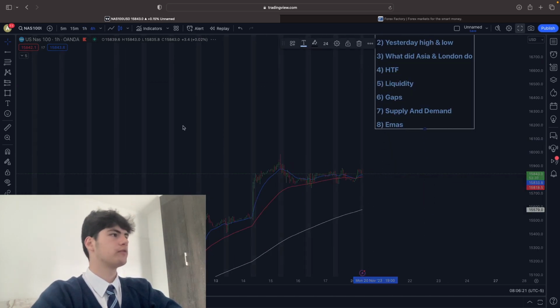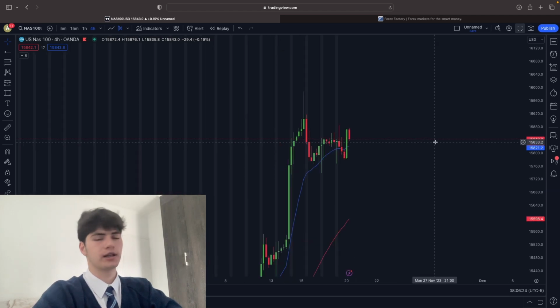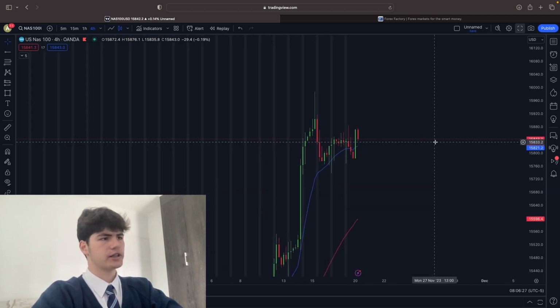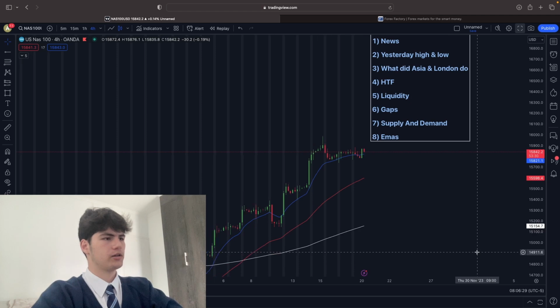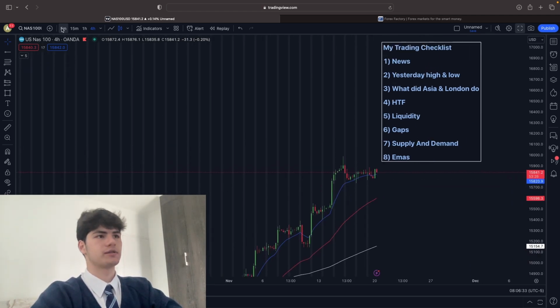I also look at the 4 hour, but I don't pay too much attention to it. I just take a glimpse and see what is happening on it. It is bullish on the 4 hour, but then I go back to the 5 minute.